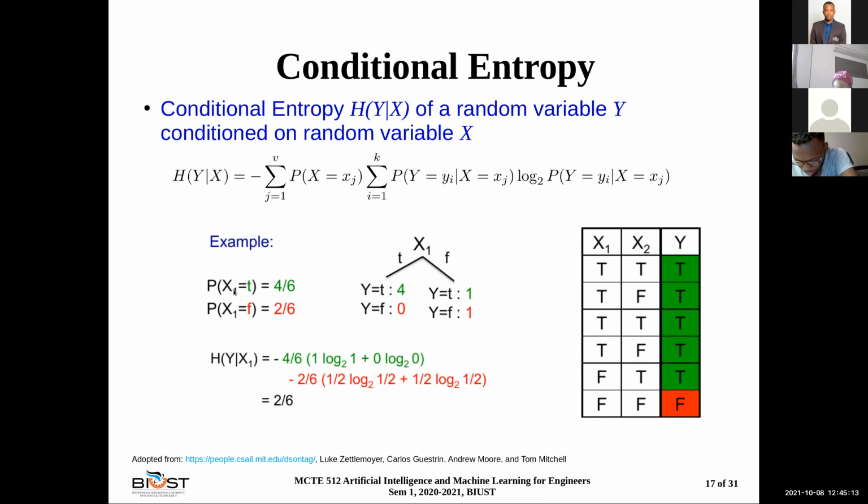So the probability of X1 being true is 4 out of 6. And the probability of X1 being false is 2 out of 6. So these are absolute probabilities. Now we will consider the output of Y given X1. So how is this computed? I should write it down. I didn't write it down here.